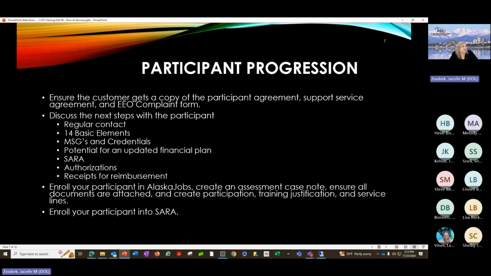Okay, thanks, Leslie. Progression. You need to ensure your customer gets a copy of any participant agreements that you have. If you have support service agreements, make sure that they get a copy of what they've signed. And always that EEO complaint form should be handed to them in tandem with the application, because they should be saying that, yes, they got it, at that last page of their application. And then discuss those next steps, the regular contact, whether that be through coming in, email, text, phone, whatever it is that's going to be established, or a combination of things, helping them understand what types of things they would need to update for. And then, of course, other regular contact, if it's monthly, and if you get a new phone number or if this changes.